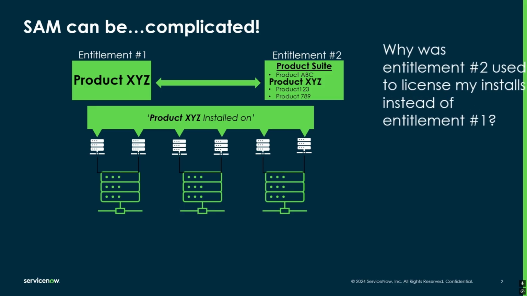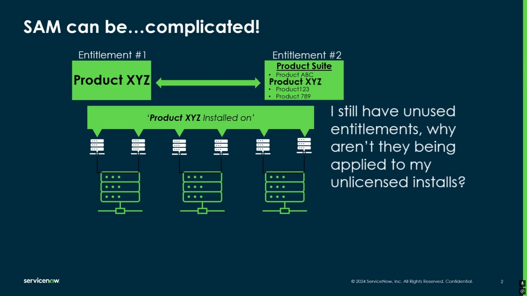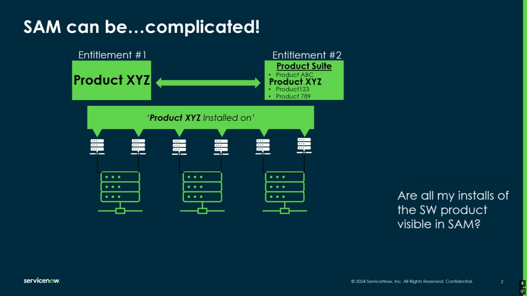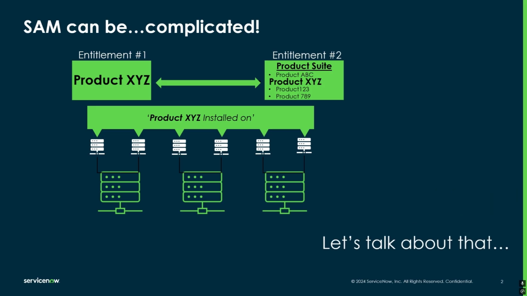Why was entitlement 2 used to license my installs instead of entitlement 1? I still have unused entitlements. Why aren't they being applied to my unlicensed installs? Or how about this one? Are all of my installs of the software product visible in SAM? That's what I want to talk about today.